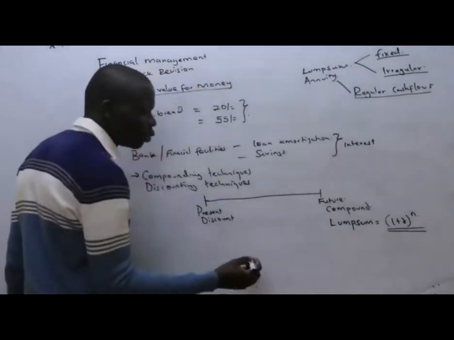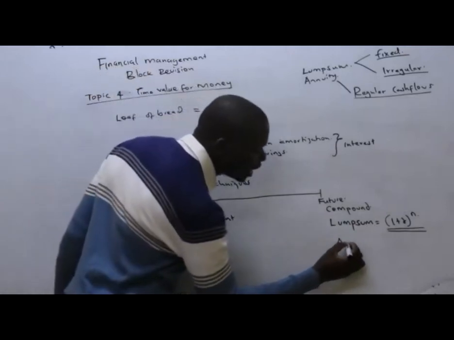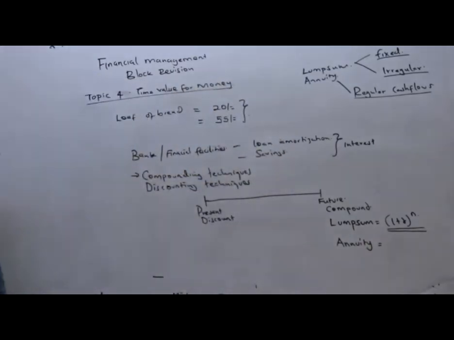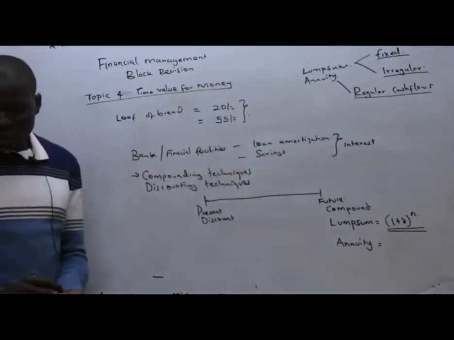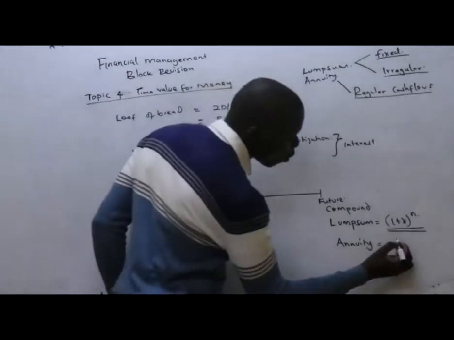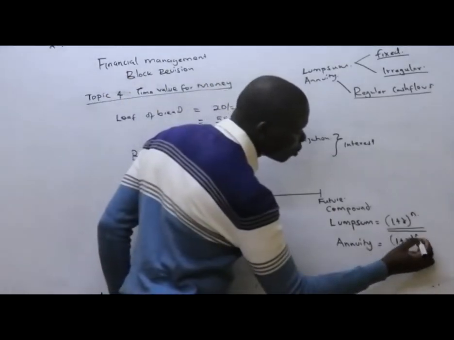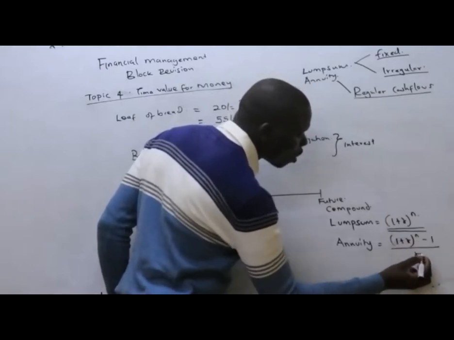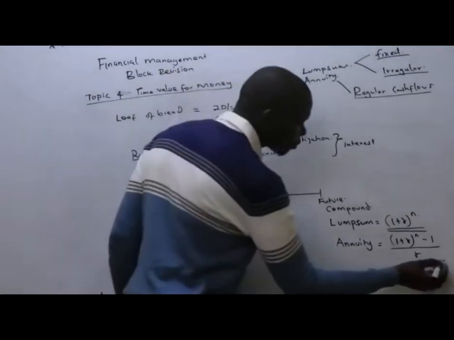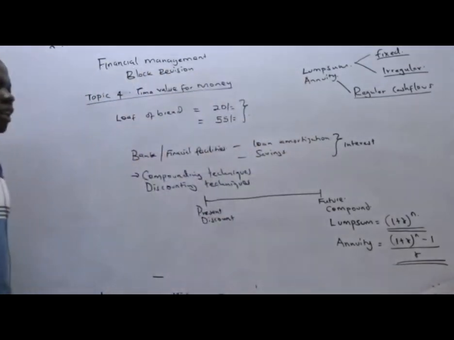So we also have the annuity, and this will always be determined as follows. We'll say 1 plus r raised to power n minus 1 over r. That is the compounding factor of an annuity.